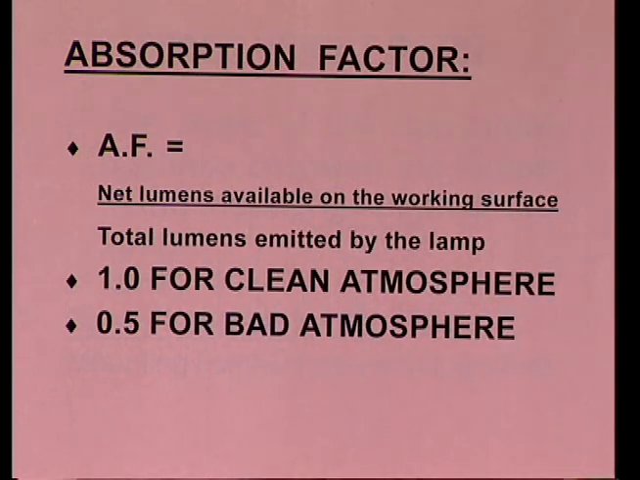If the atmosphere is clean, the value will be 1. If it is a bad atmosphere, 0.5. If it is a rough area, the absorption will be more. If it is a smooth area, the absorption will be very less. So we always have to maintain smooth surfaces to keep the absorption low. A lower absorption means you are providing very good illumination to the working surface. So the absorption factor is the net lumens available on the working surface over whatever the lamp has emitted. The ratio between these two is called the absorption factor.